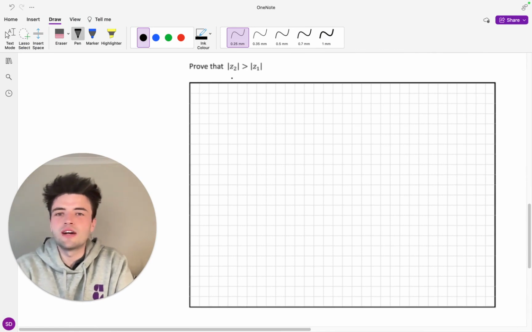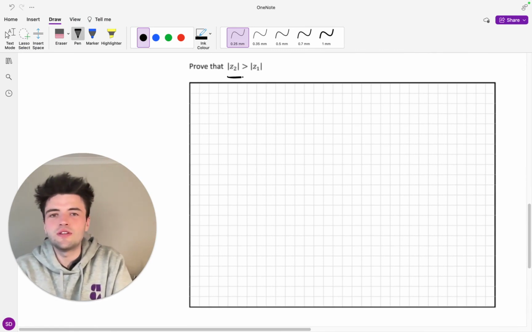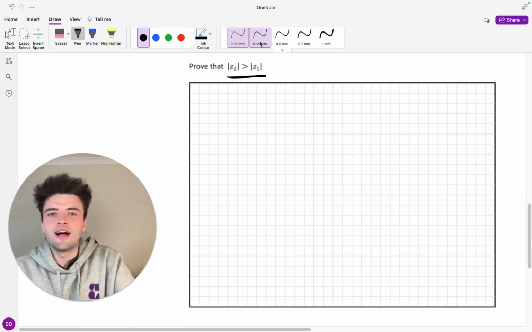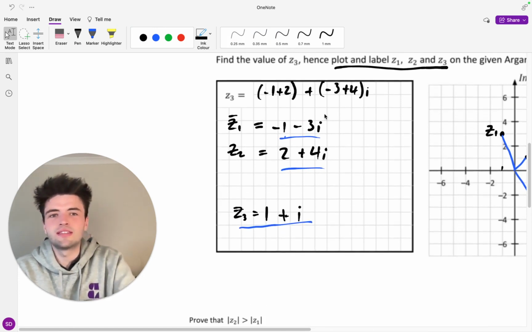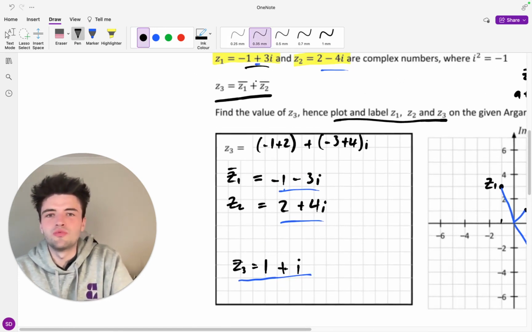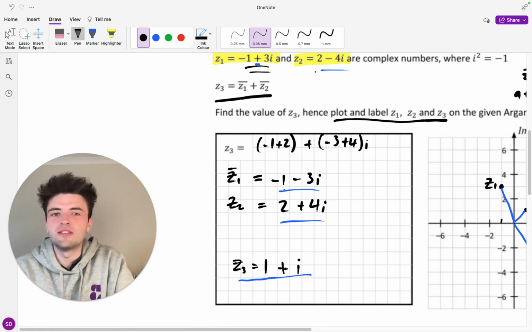So for this question, we're asked to prove that the modulus of z2 is greater than the modulus of z1. In this case, we're going to be looking at the complex numbers we used in the previous question. So we know straight from the question that z1 is -1 + 3i and z2 is 2 - 4i, so I can just take those down quickly.